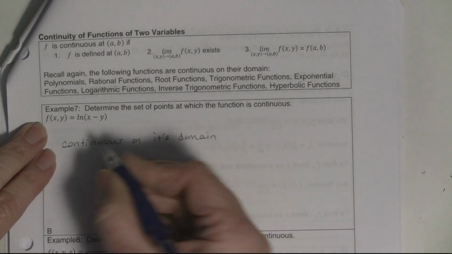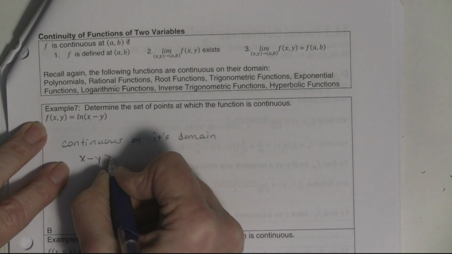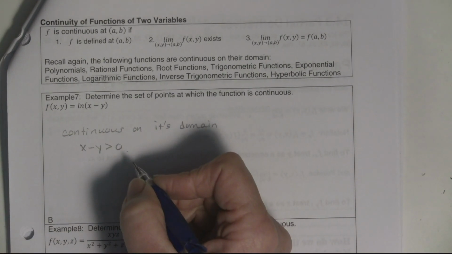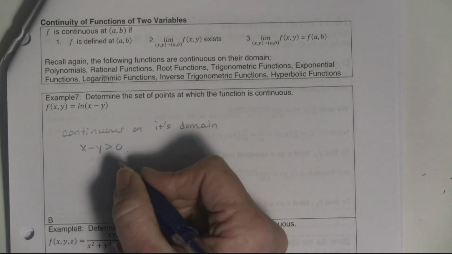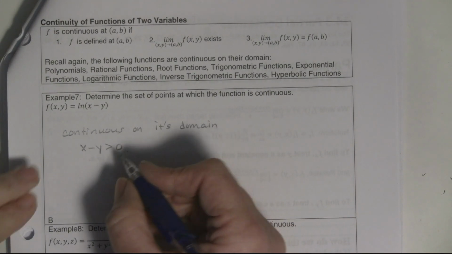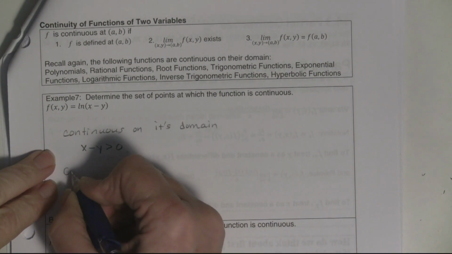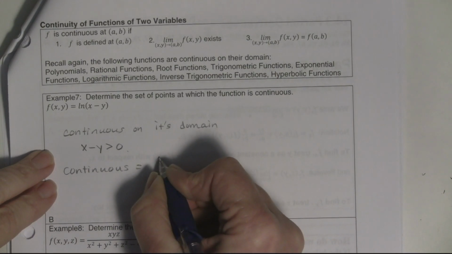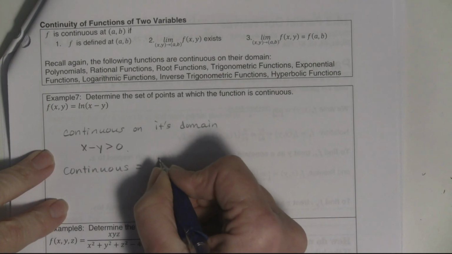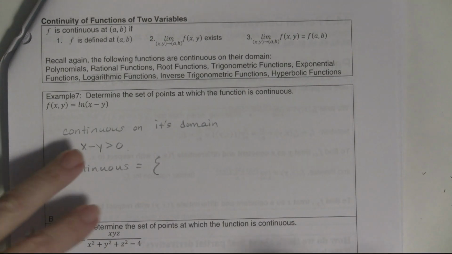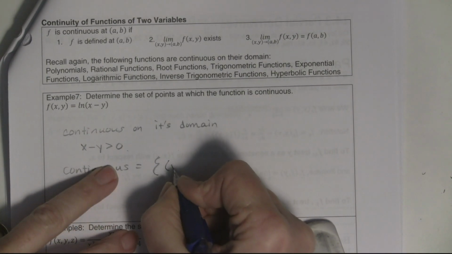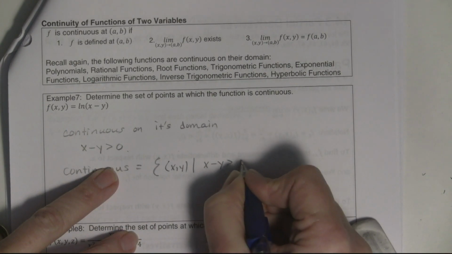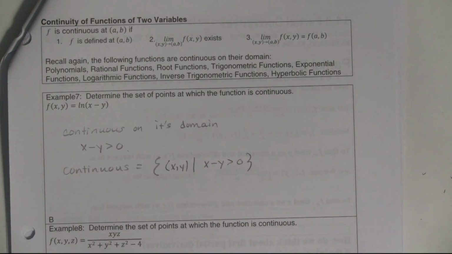And so what is its domain? Well, its domain is x minus y has to be greater than 0. You can leave it like that if you like, it would be okay. And so it's continuous at these points, the set of x, y such that x minus y is greater than 0.